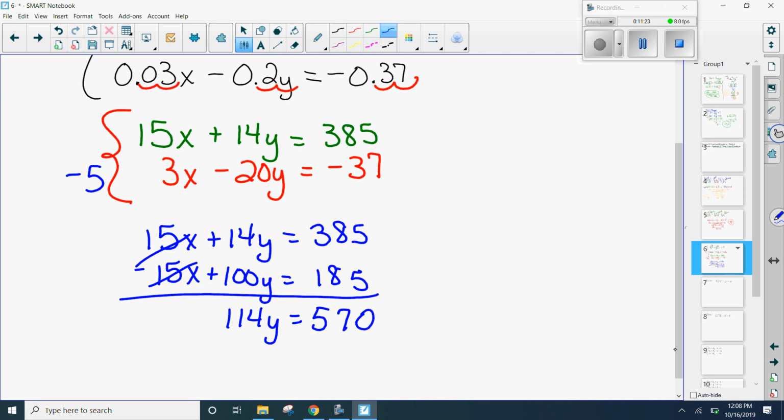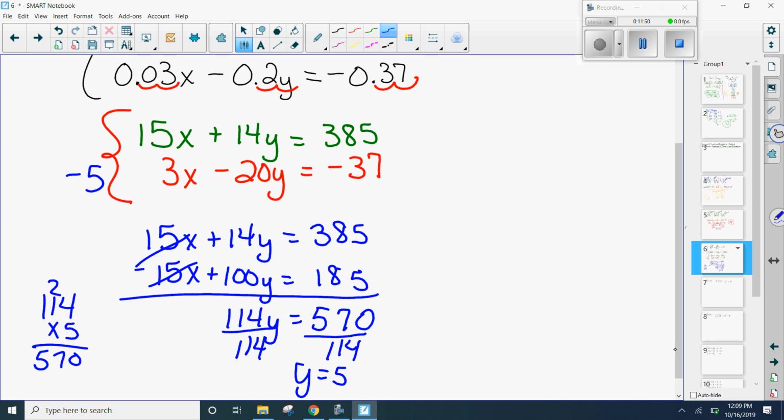570. Is that times 5? 114 times 5? Yeah. 570. So when you divide by 114, you get y is equal to 5. Are you done yet? No. Okay. You have to put that back into one of the equations.